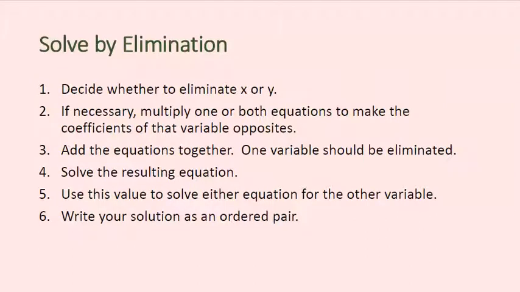For the elimination method, we have to decide whether to eliminate x or y, which might be determined by the coefficients that you have. If necessary, you'll have to multiply one or sometimes both equations to make the coefficients of that variable opposites. So we'll talk more about how to make those decisions in this video. Once you have opposite coefficients for either x or y, you'll add the equations together. One of the variables should be eliminated, so it should cancel out. Solve whatever equation you have for whatever variable is left, and then use that value to solve either of your original equations for the other missing variable. And then, of course, write your solution as an ordered pair.